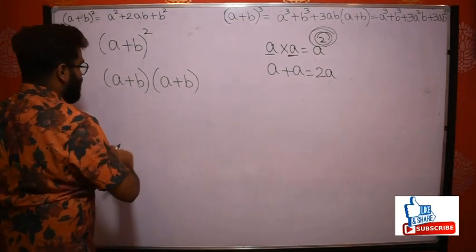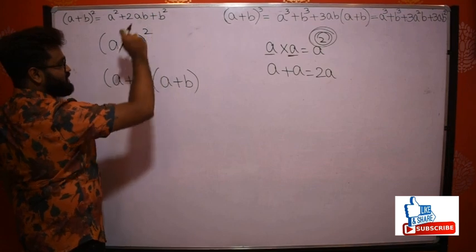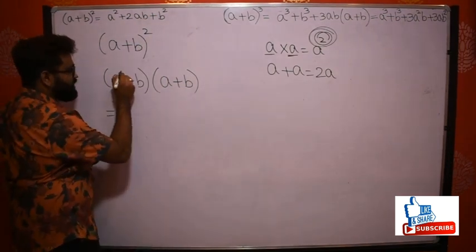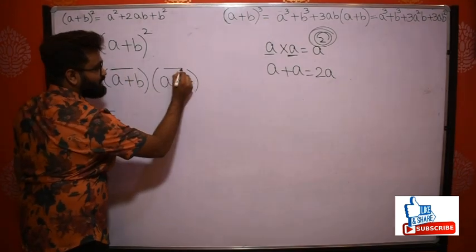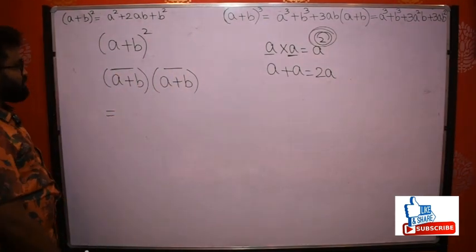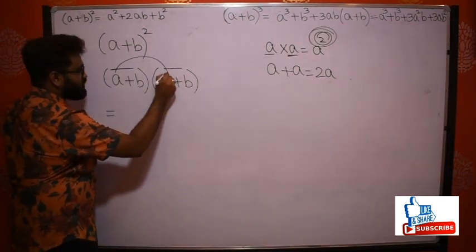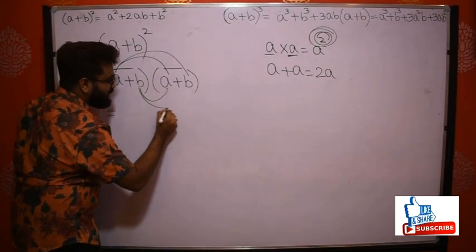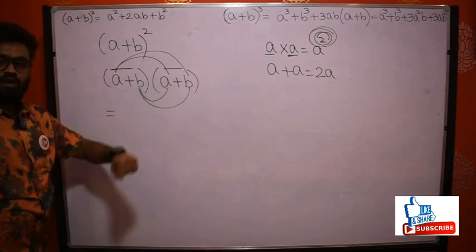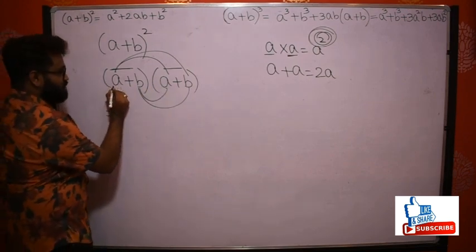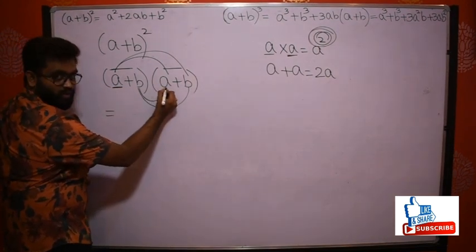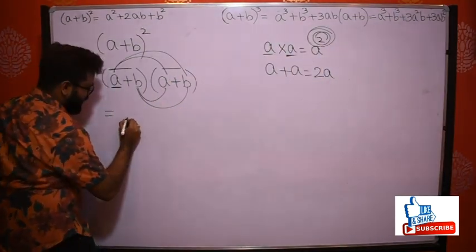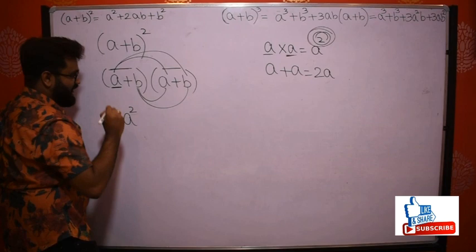How will I derive this? It is simple. We are multiplying these elements and these elements. How are we multiplying? The first element into the first and second elements, and the second element into the first and second elements of both the brackets. So if I multiply, what is a into a? Anything a into a is a square.